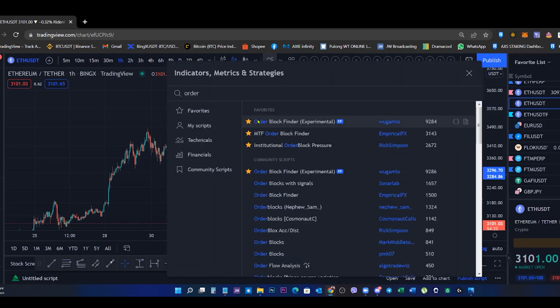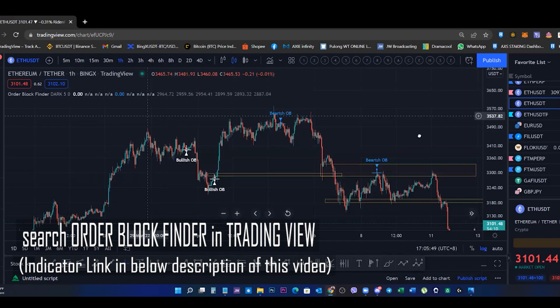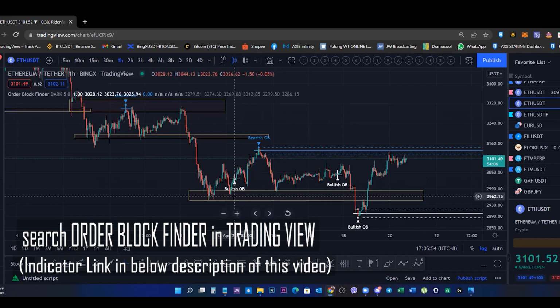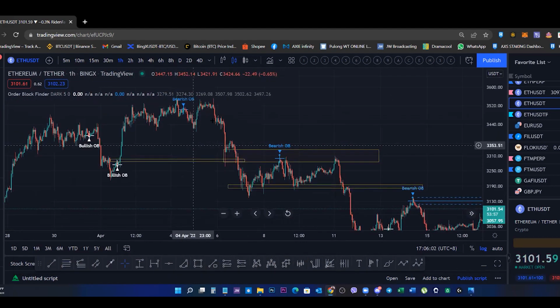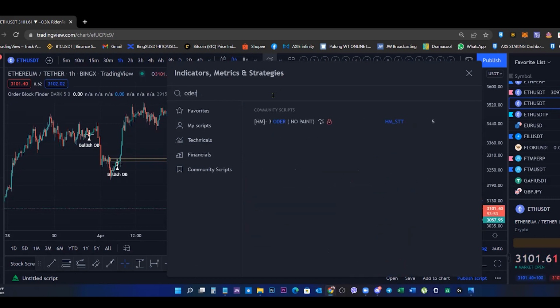So first, we can use the order block finder by GHM. Okay, I will post the link below in the description of this video. So I'll just click it. Okay, and as you can see, order block. So this is the new order block. See, there is an order block that I've been using, and it will show the order block confirmation with this indicator.